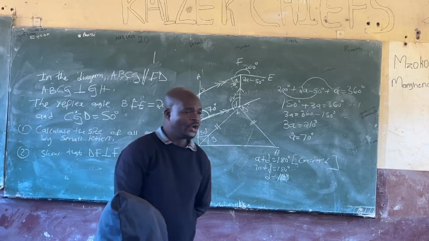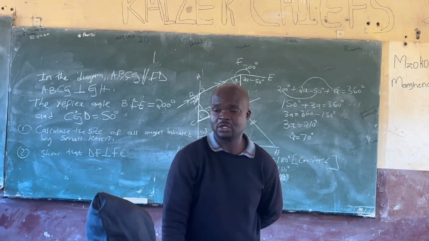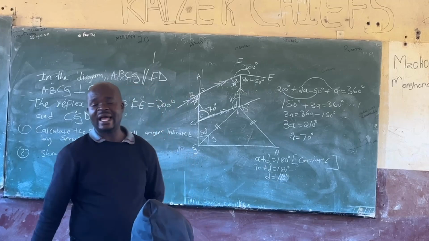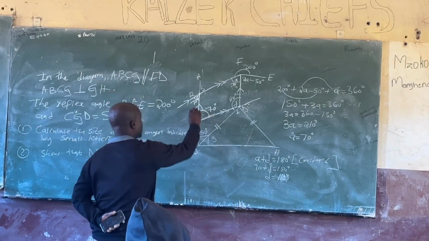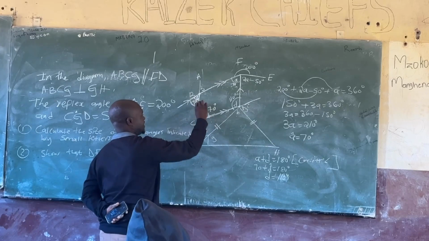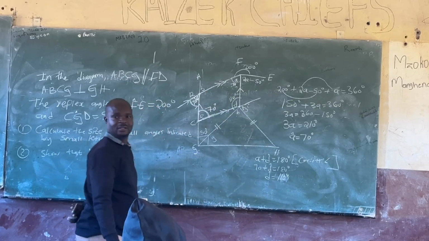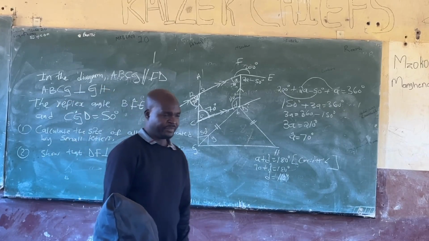It's also equal to 70 degrees, which is what? Alternate angles. Don't forget to state the lines that are parallel. If you are saying these two are alternate, it's because these two lines are parallel, which means we have got a Z shape.